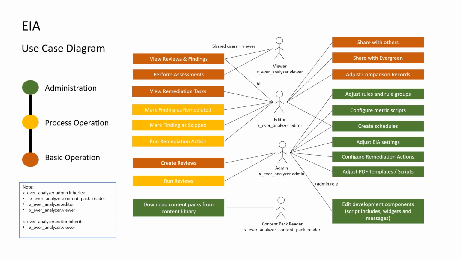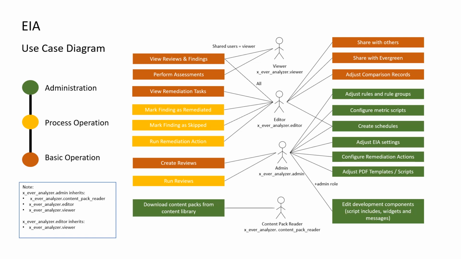In this video, I want to cover some updates we've made to our instance analyzer in version 2 regarding roles and security. Previously in version 1, we just had an admin role that was allowed to create reviews, run reviews, do the remediation activities, view the review records, and view the PDFs. So we've extended this model to include editor roles and viewer roles.